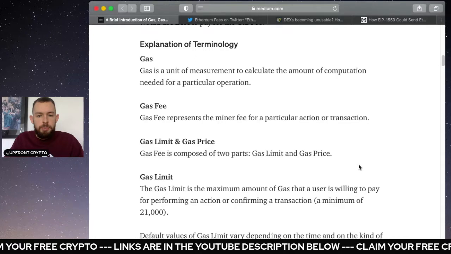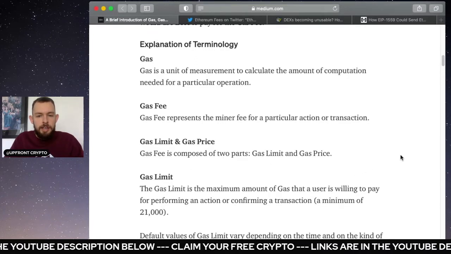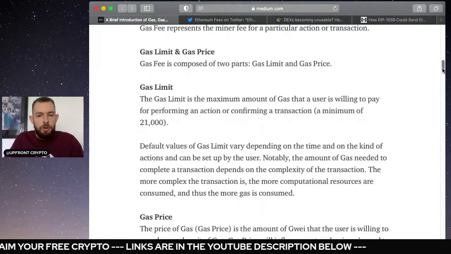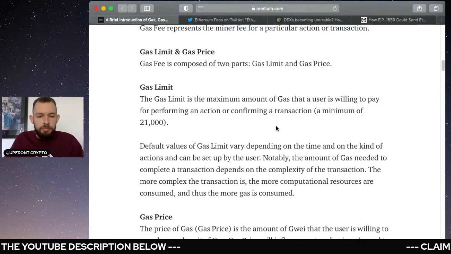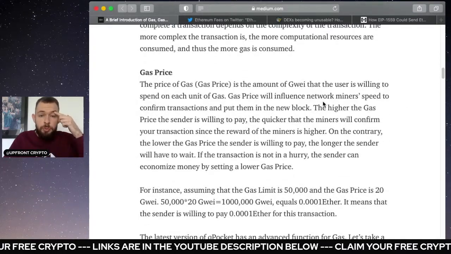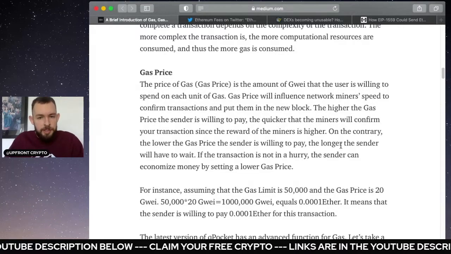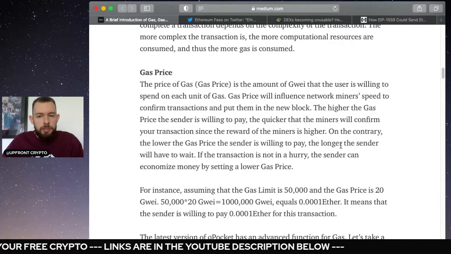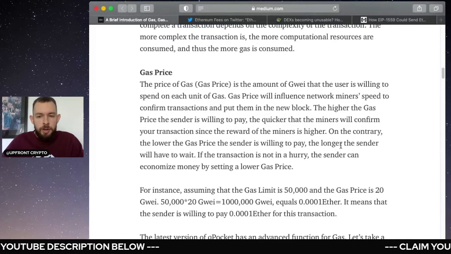The gas limit and gas price. The gas fee is composed of two parts, the gas limit and gas price. The gas limit is the maximum amount of gas that a user is willing to pay for performing an action or confirming a transaction, a minimum of 21,000. The price of gas is the amount of GWEI that the user is willing to spend on each unit of gas. Gas price will influence network miners' speed to confirm transactions and put them into a new block. The higher the gas price that the sender is willing to pay, the quicker that the miners will confirm your transaction, since the reward of the miners is so high.